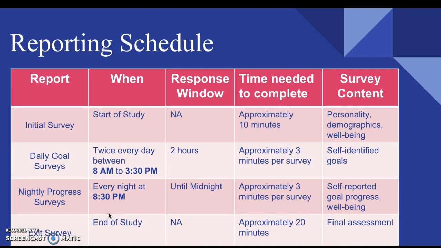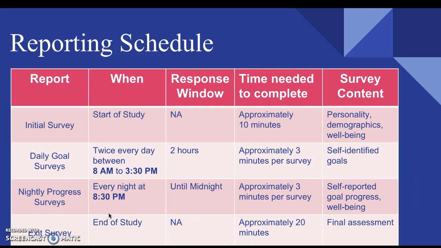During the study, you'll have 4 different kinds of surveys that you'll be completing: an initial survey, 2 daily goal surveys, nightly progress surveys, and an exit survey. The initial survey is at the very beginning of the study and takes about 10 minutes to complete. In this, you'll be doing basic personality, demographics, and well-being questions. Though this survey does not expire, it is crucial that you complete it right away, as to be able to continue on with the study, you must have completed the initial survey.